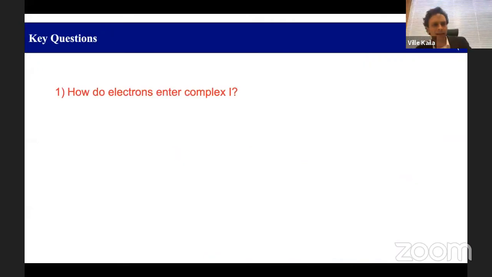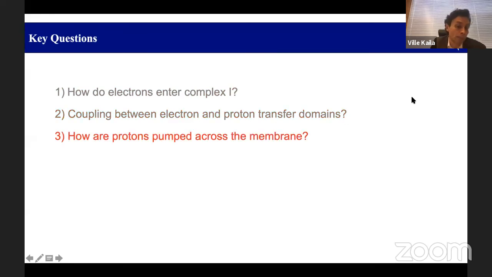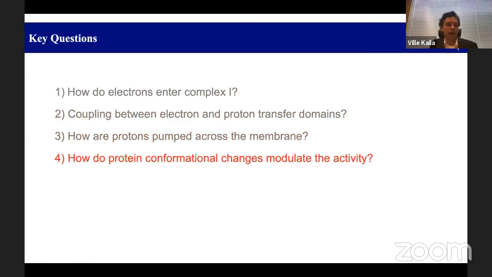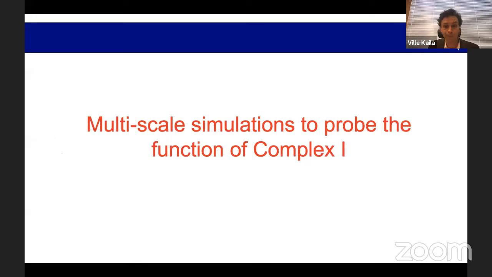And I would like to divide this talk into key questions. First, how do the electrons enter this machinery and trigger the proton pumping? Where does the coupling between the electron and proton transfer process happen? How are protons pumped across the membrane? I would like to highlight some conformational changes related to this machinery. And then if there is time, I could also show you a very interesting modular twist where this machinery is used in photosynthesis to do a very important process.